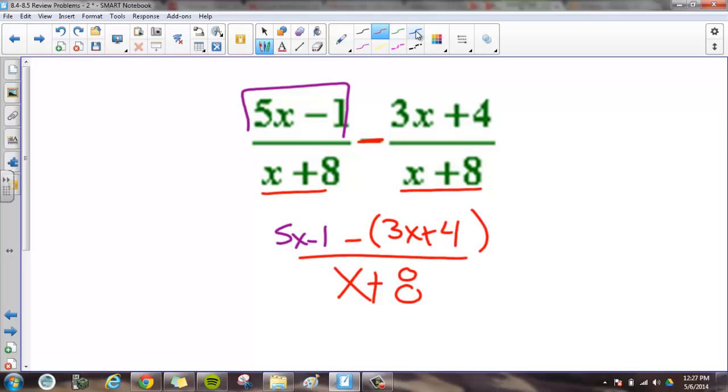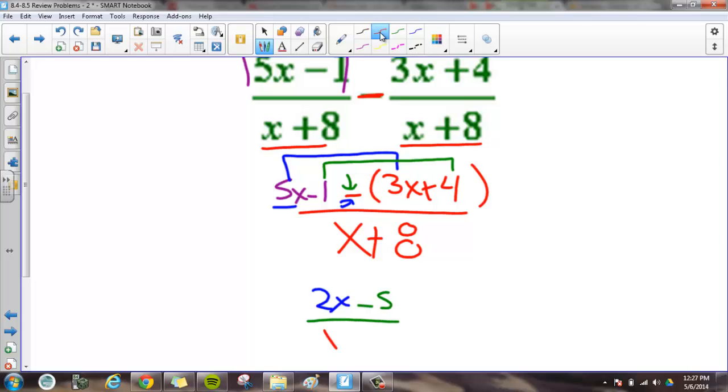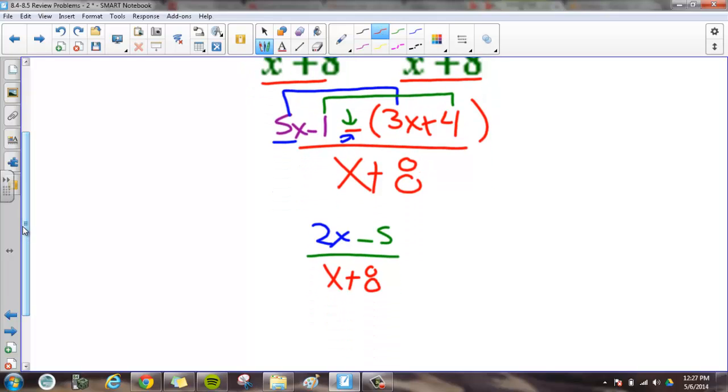We just got to bring together like terms at this point, just like in the last problem. So we have 5x minus 3x, the positive 3x, is a 2x. And then our other one is negative 1 minus 4, which is just negative 5, right? That's negative 5. And that's all over x plus 8. So we get 2x minus 5 over x plus 8.